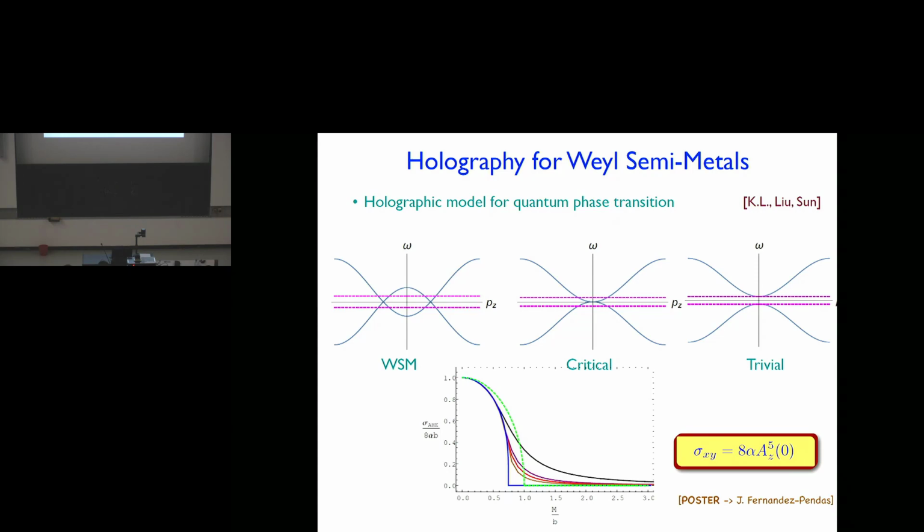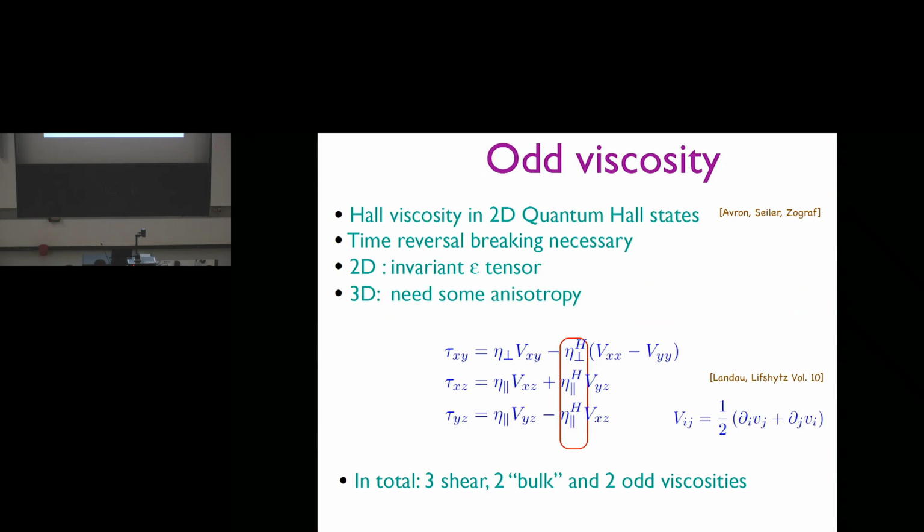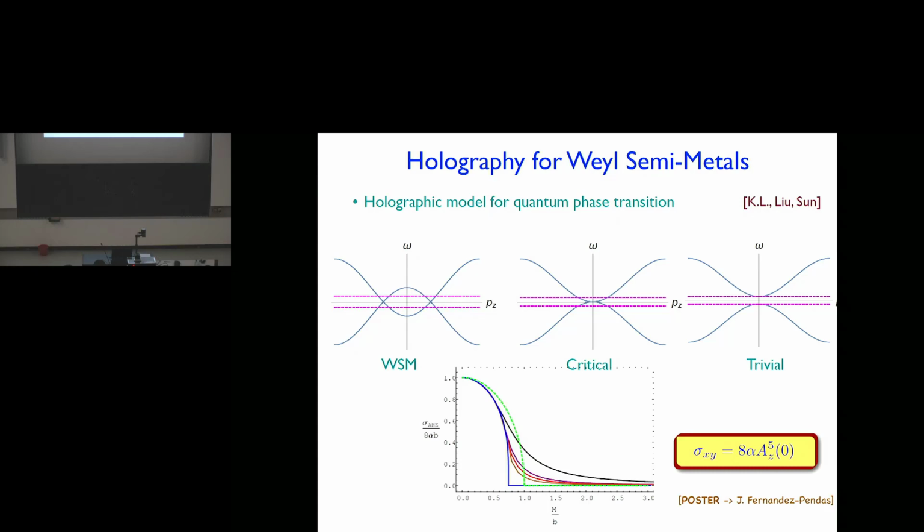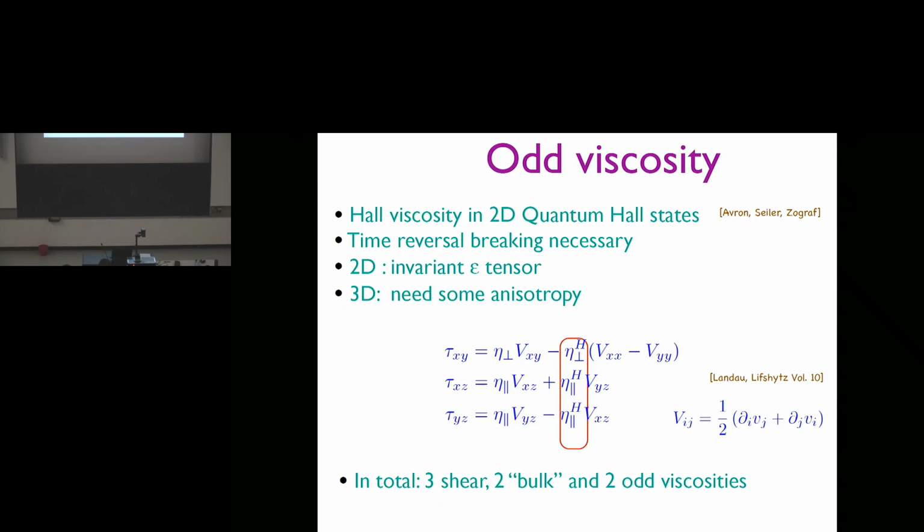And on general reasons, there is enough symmetry breaking in the system to expect something to happen to give a new transport coefficient. And this new transport coefficient is a so-called odd viscosity. Actually, it has been classified already in Landau-Lifschitz. Here are the response formulas. These are the stresses. These are the usual viscosities.